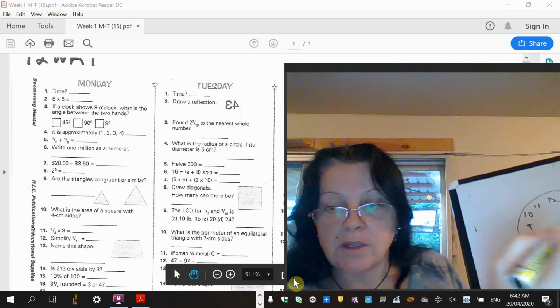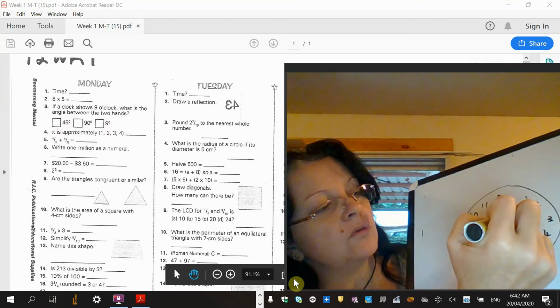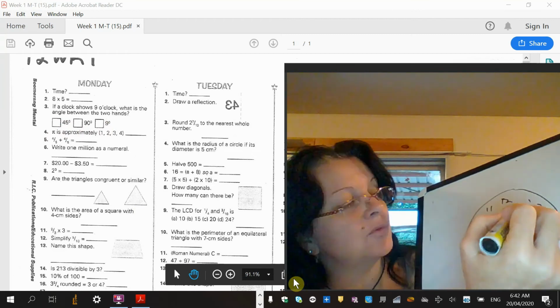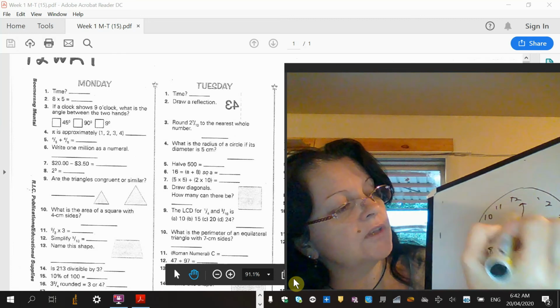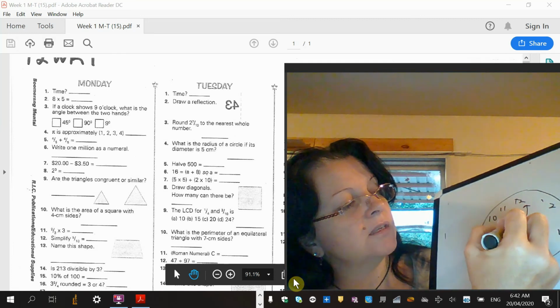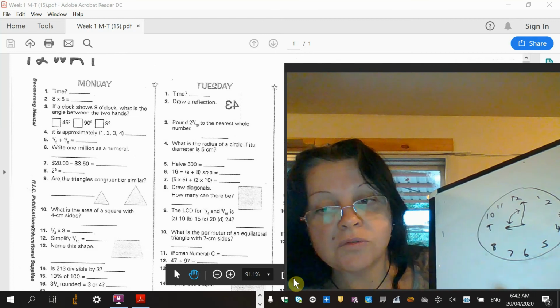Now 9 o'clock, so our minute hand is all the way up the top. I could have drawn this clock for the first question and asked you what time it was. And there's our hour hand over here. So we're talking about the angle between the hands here. Now we know how many angles are in a circle.